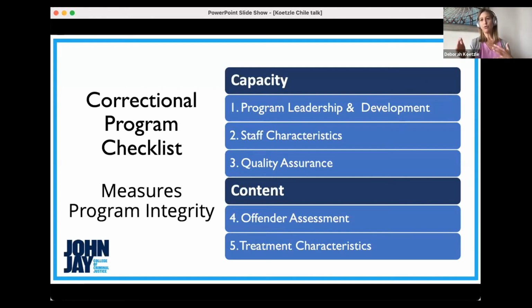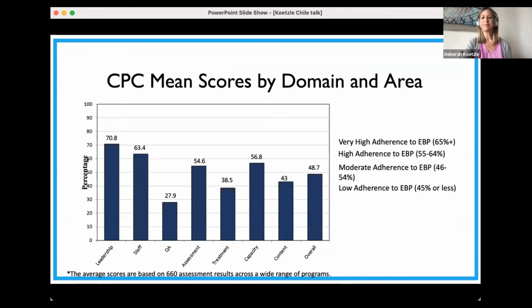And so this is a tool that can be used to really give you a sense of the quality of a program. It's not the same as an evaluation, but it can be done in a day or two and give some immediate feedback to a program and some feedback about where it needs to make improvements, where it's doing well, and ultimately how likely it is to be effective. And so I just want to show you quickly some results of assessment.